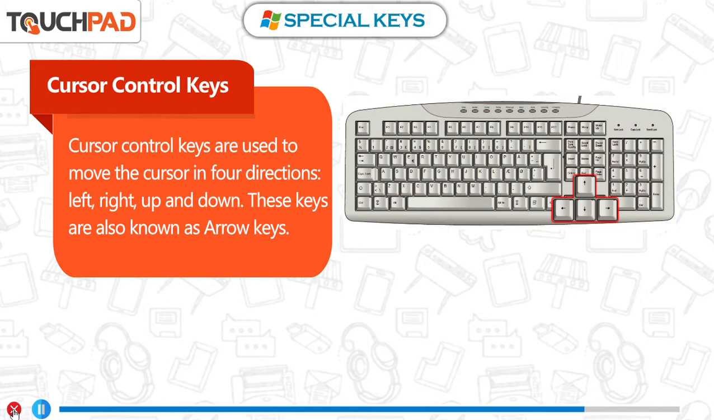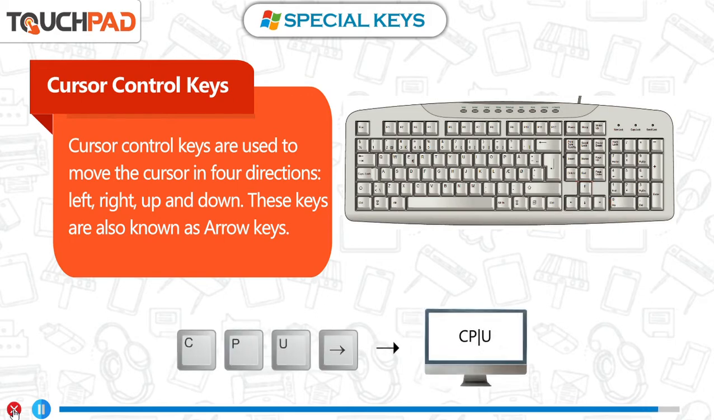Cursor control keys. Cursor control keys are used to move the cursor in 4 directions: left, right, up, and down. These keys are also known as arrow keys. CPU right arrow.